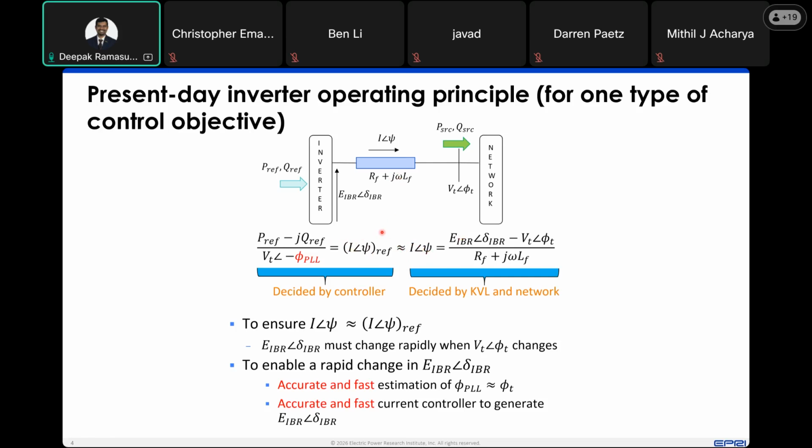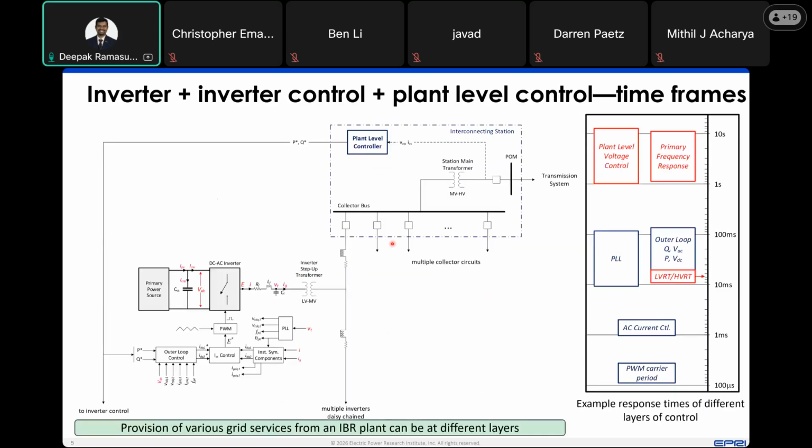But at the end of the day, what a lot of conventional inverter-based resources do is they change this internal voltage that is generated in a fast manner, such that the current that is drawn out by the network from the inverter is the same as the current reference.